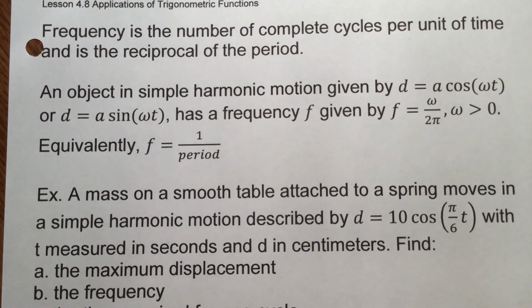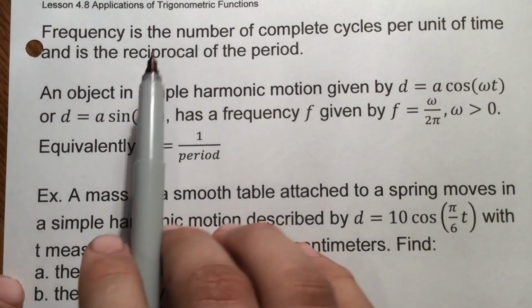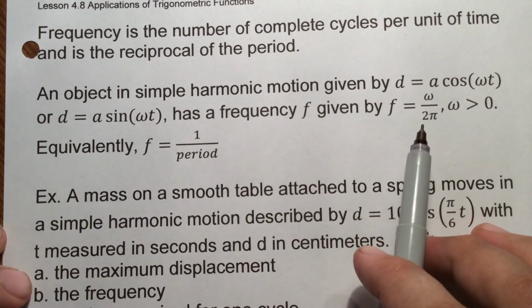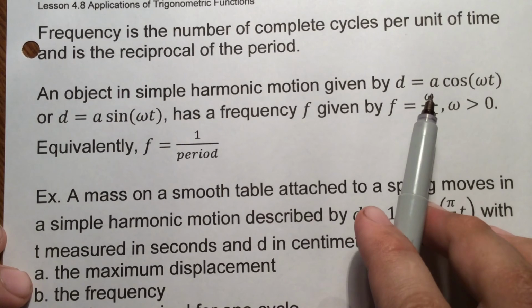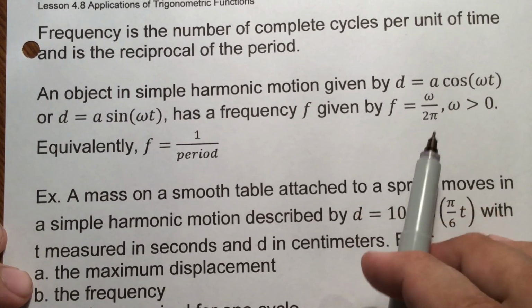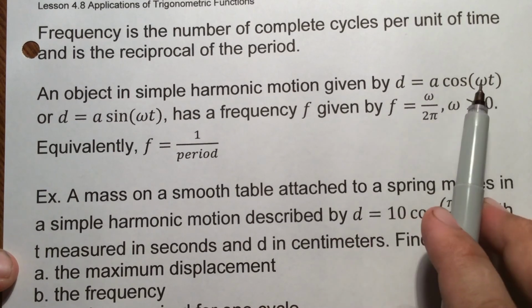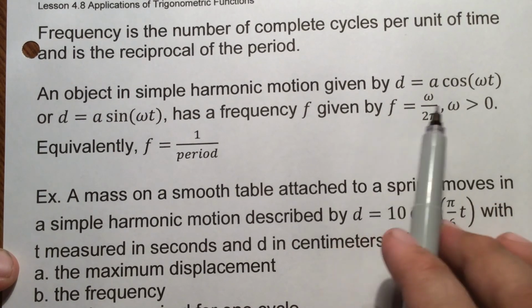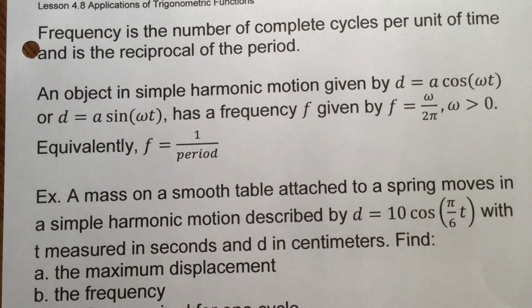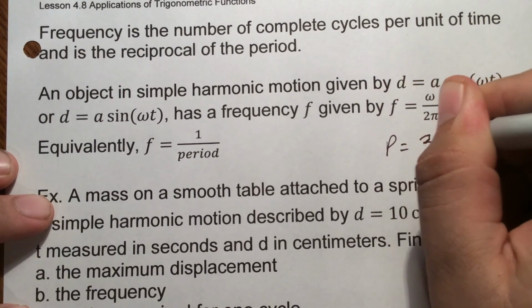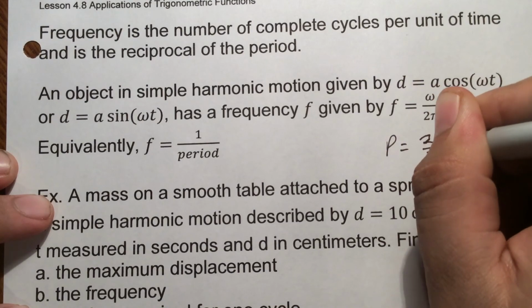Little side bit. Anyways, frequency is the complete number of cycles per unit of time. So it's going to be the reciprocal of the period. If period was 2 pi over omega, frequency then is going to be omega over 2 pi. It's going to flip it over. It's going to be the reciprocal. You can still use your formulas for that, but that's just how you determine frequency compared to how you determine period. Again, period was 2 pi over omega.